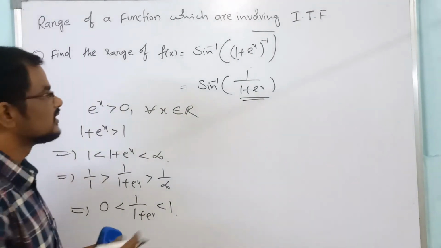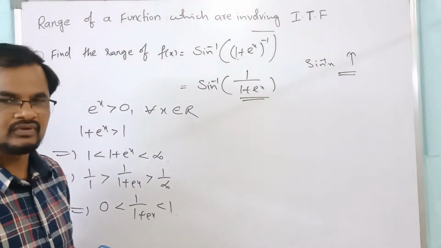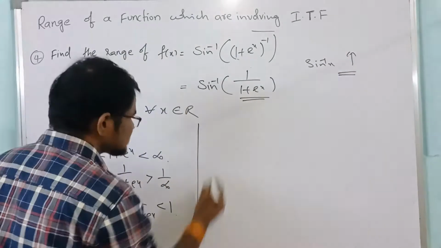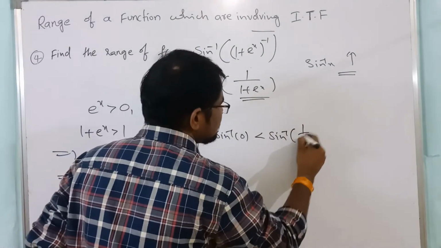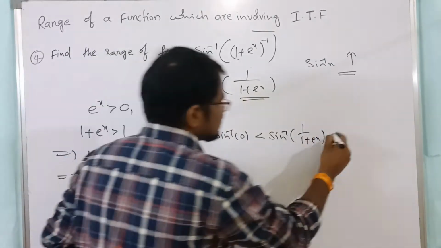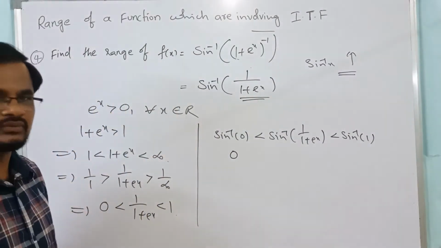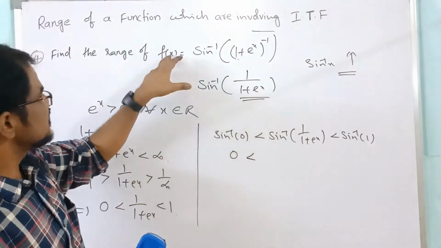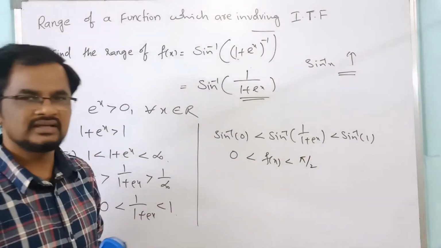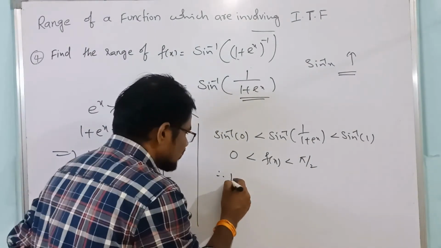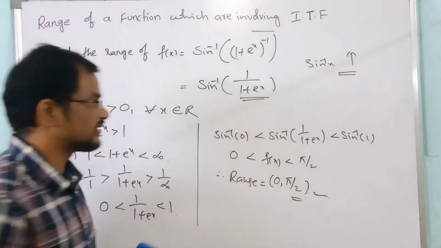Now the sine inverse x function in this interval is increasing. So if you apply sine inverse: sine inverse of 0 is less than sine inverse of 1 by 1 plus e to the power x, which is less than sine inverse of 1. Sine inverse of 0 is 0, this middle term is f of x, and sine inverse of 1 is pi by 2. So what is the range of this function? The open interval 0 to pi by 2.